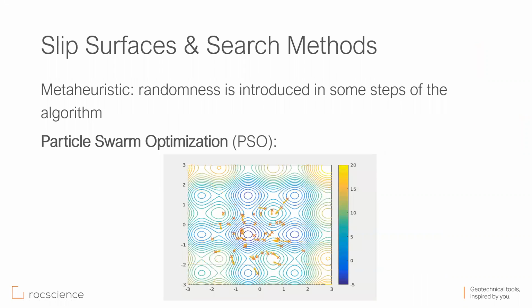If I want to show you how these global optimizations work, this is a temperature diagram, and the goal in this diagram is to find the lowest temperature. As you can see, there are different points starting randomly at different locations, and their goal is to find the lowest temperature. This is exactly similar to factor of safety calculation. We are looking for the lowest factor of safety, and we are using these types of global optimizations to find the lowest factor of safety.